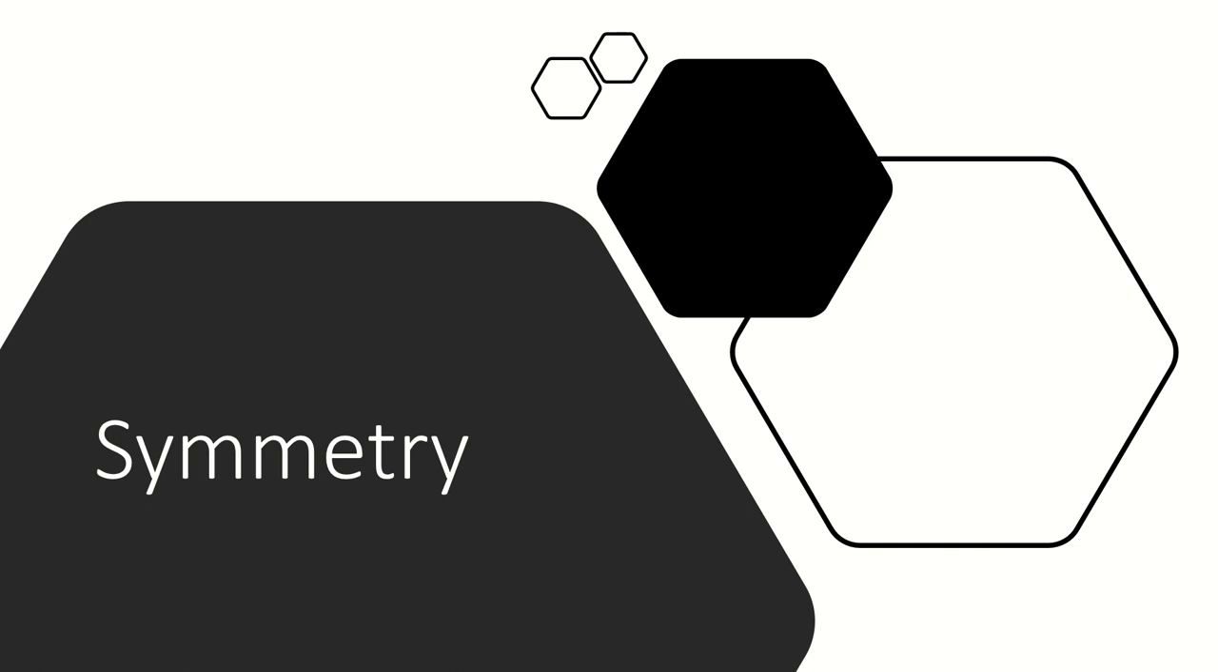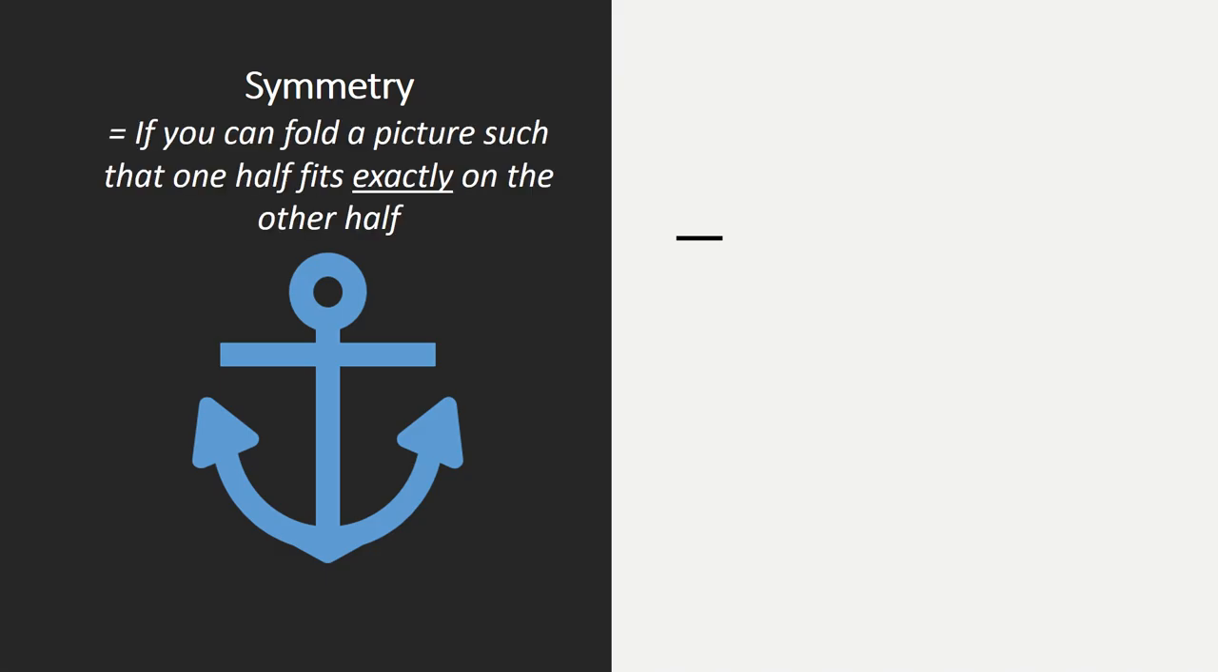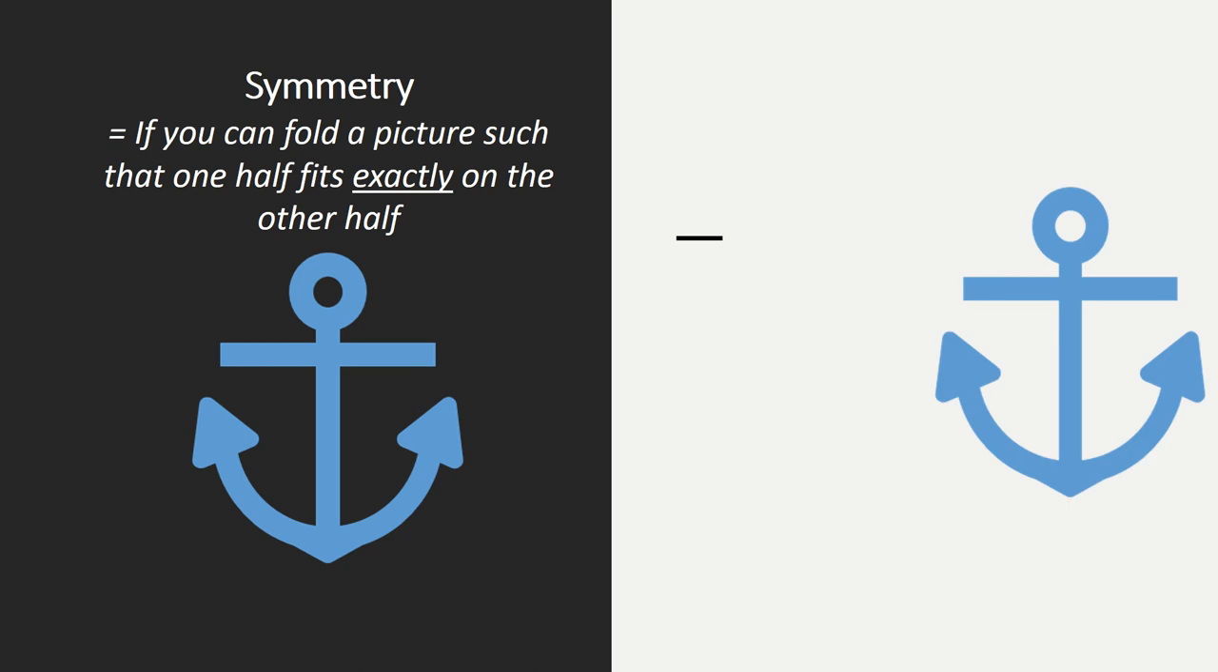Alright, so first have a look at symmetry itself. So what is symmetry? Symmetry is if you have a picture and you can fold that picture such that one half fits exactly on the other half, then it's called symmetry. So have a look at this anchor. If you fold it exactly on the pink dotted line, then the two halves will fit perfectly on each other.